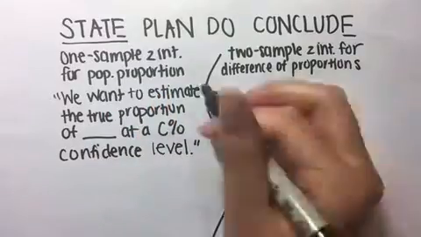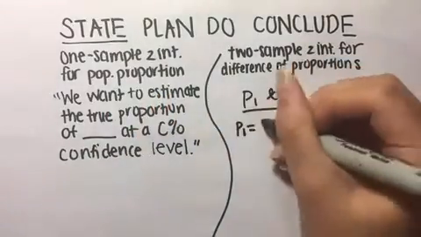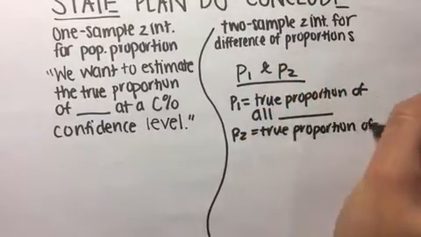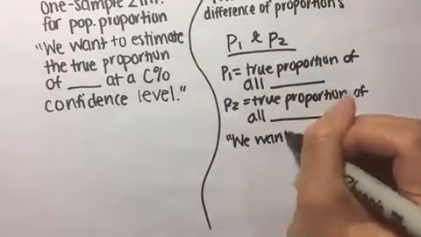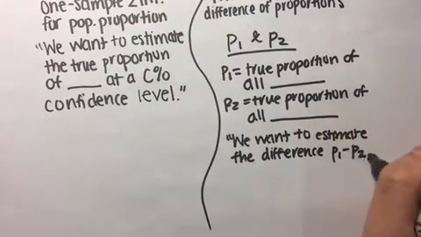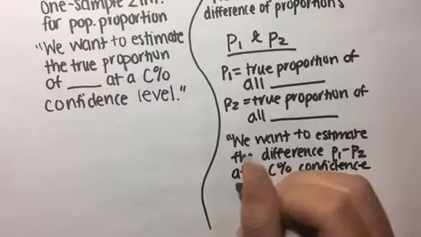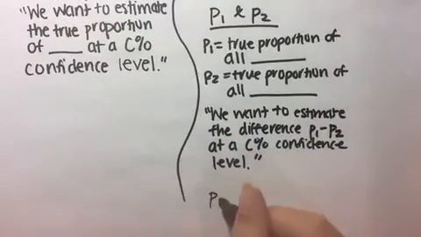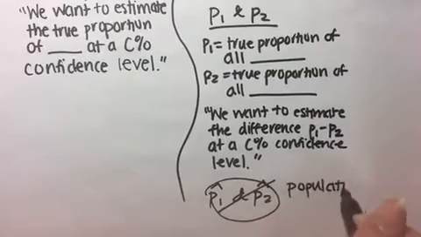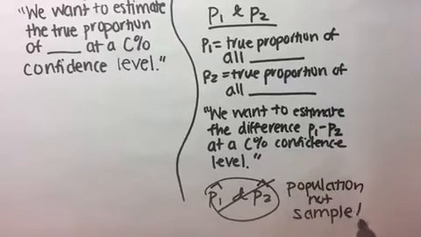For a two sample z-interval, it is a little more complicated because there are two proportions. We'd have to mention what P1 is equal to and what P2 is equal to in context, and also state we want to estimate the difference P1 minus P2 at a C% confidence level. Many people mistakenly write P1 hat and P2 hat. However, this is incorrect, as we are trying to estimate the population proportions, not the sample proportions.